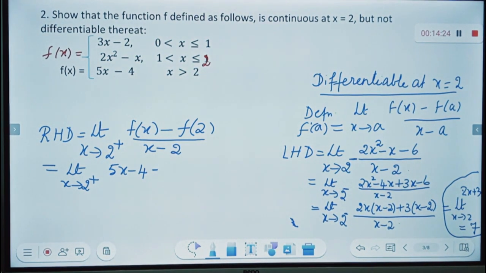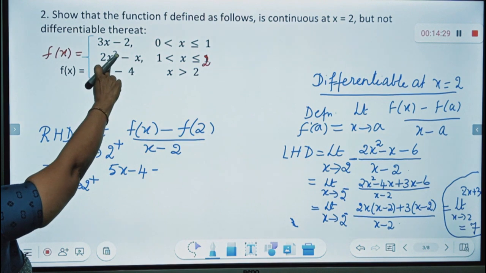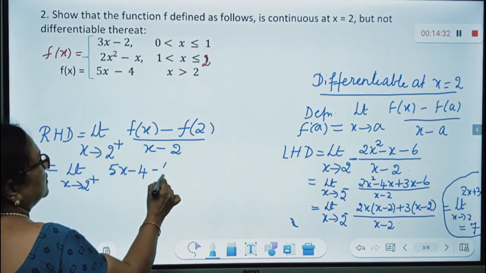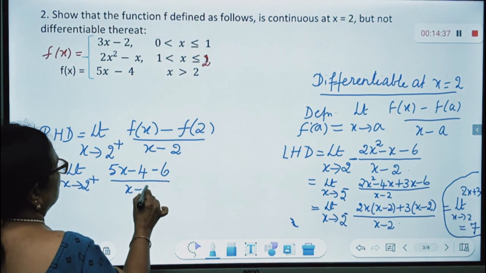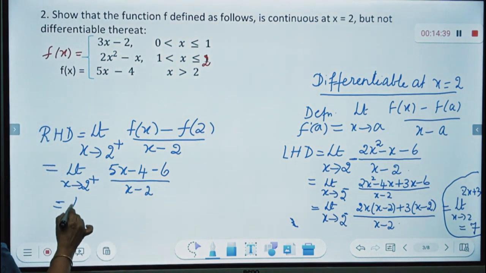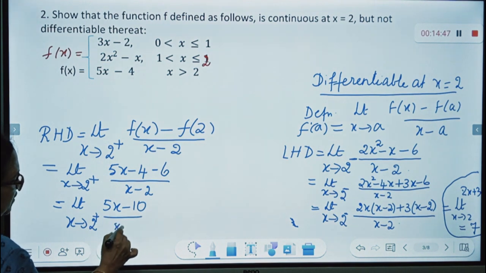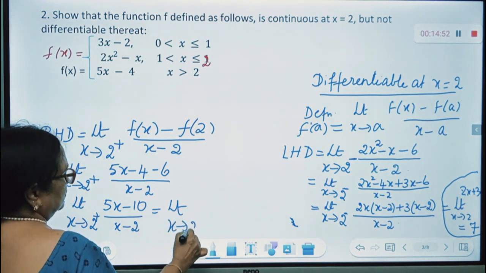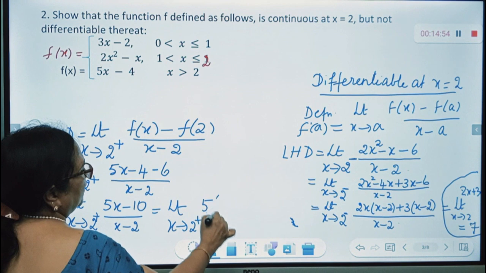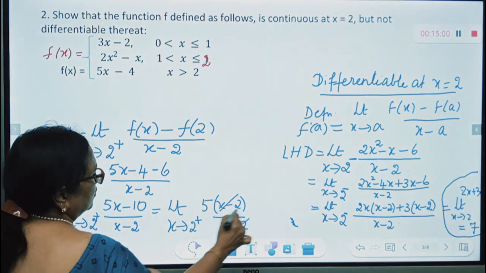What is f of 2? We already saw. That is nothing but, you have to include here, 2 square, 8 minus 2, 6. So f of 2 is 6, divided by x minus 2. This is limit x tends to 2 plus of 5x minus 10 by x minus 2. So if I take out 5, I will get x minus 2 by x minus 2, equal to 5.